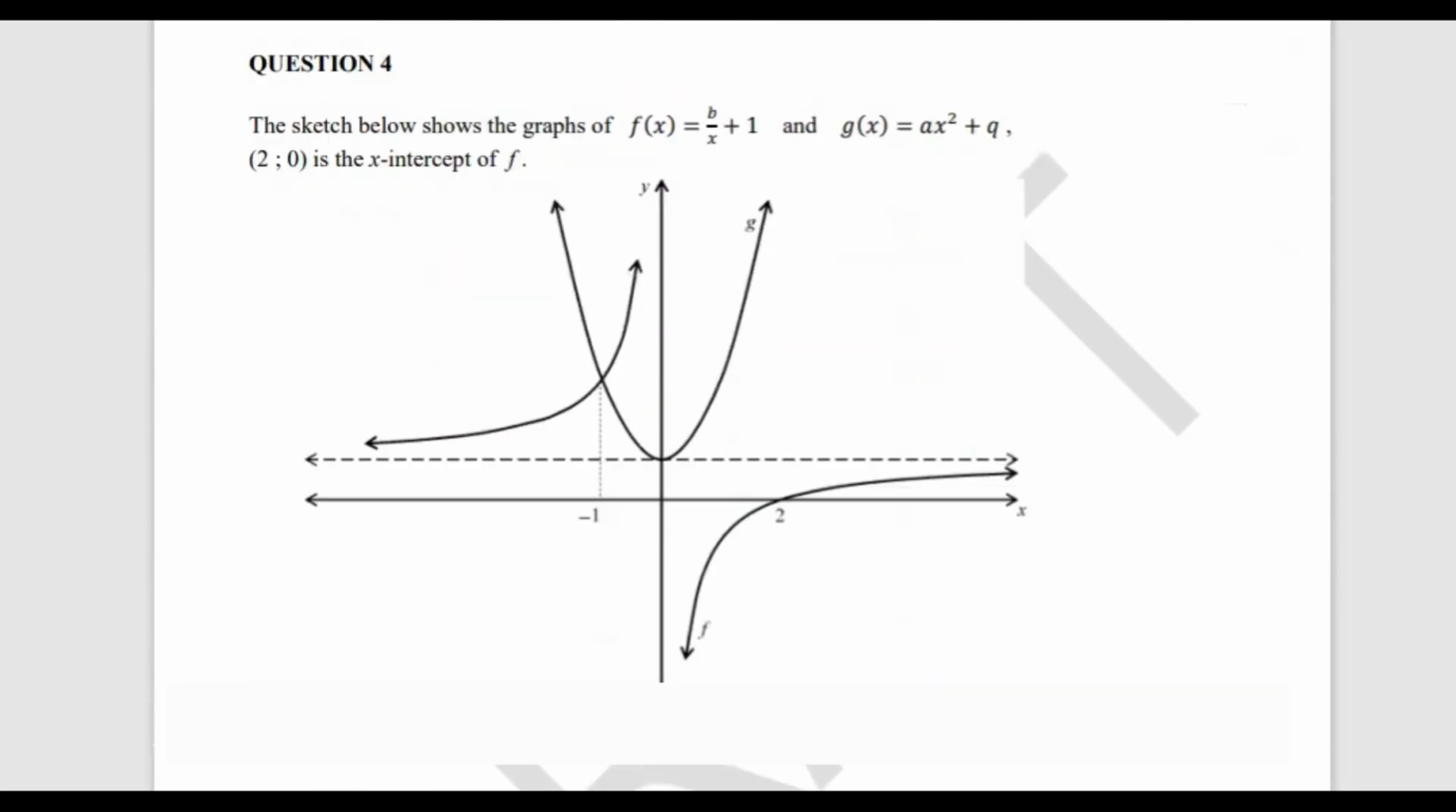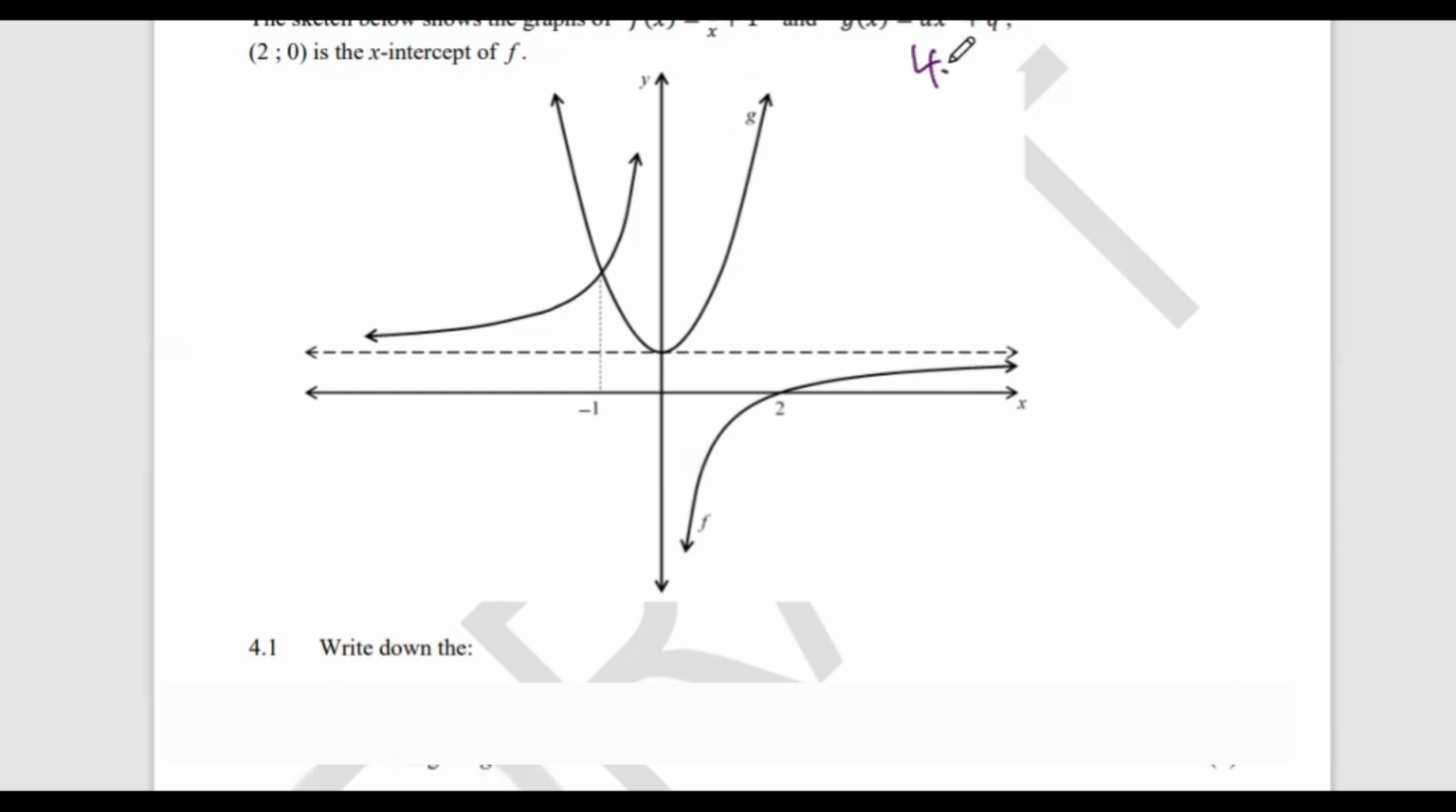Let's look at number 4, which is the functions. So we are given the graphs, b over x. If the denominator is x, that's a hyperbola. If we have x squared, that is a parabola. Okay, so g is a parabola, and f is a hyperbola. Perfect.